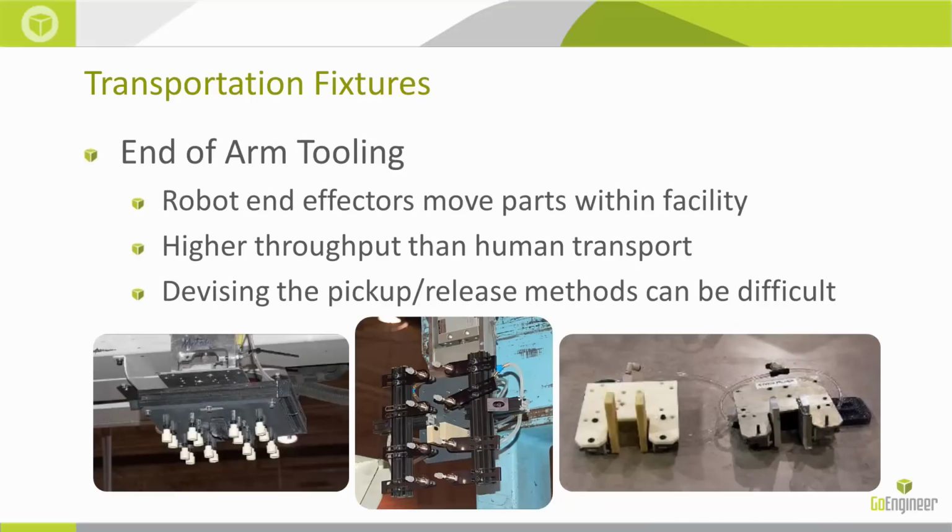End of arm tooling. This is an awesome application. Not just because robots are cool to read about and to use, but it actually makes a lot of sense. So this whole time we've been talking about jigs and fixtures for human use to make humans more repeatable, more precise, but robots are already that. So what does a robot need a fixture for?